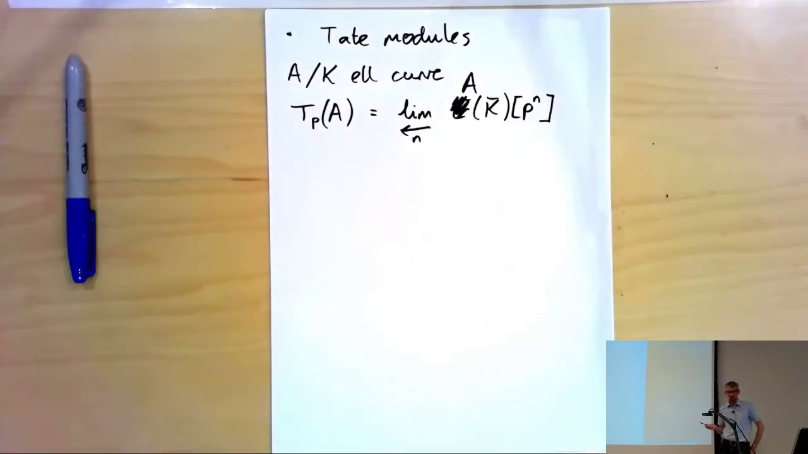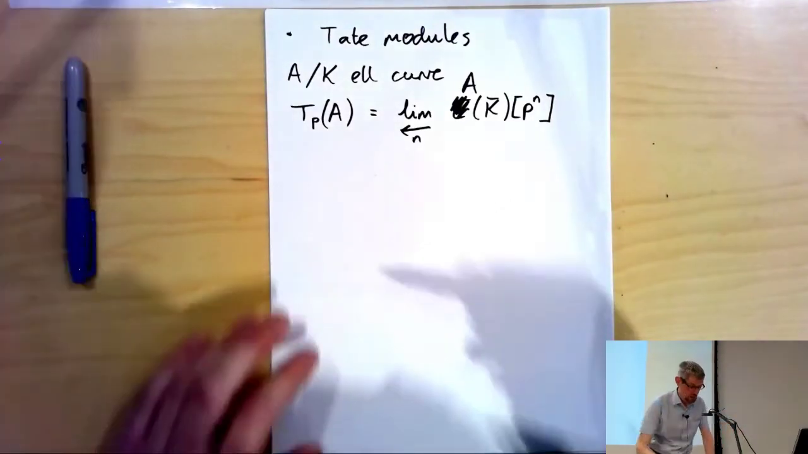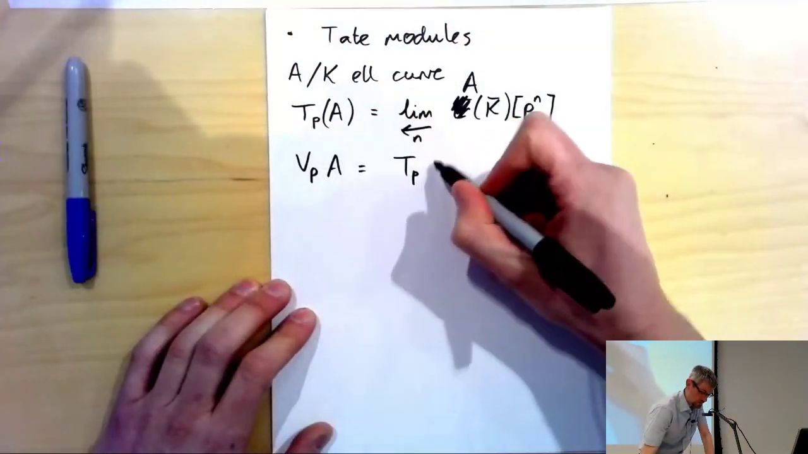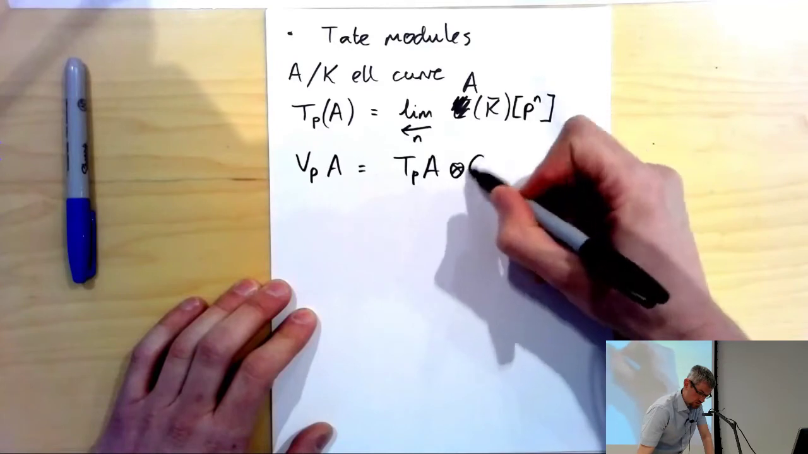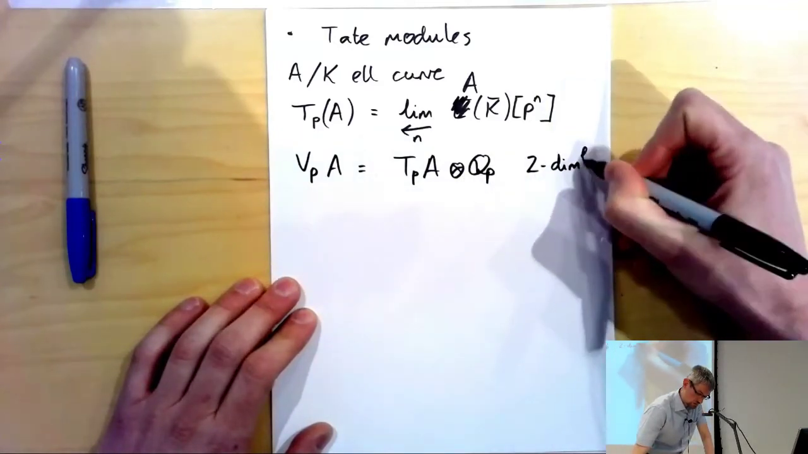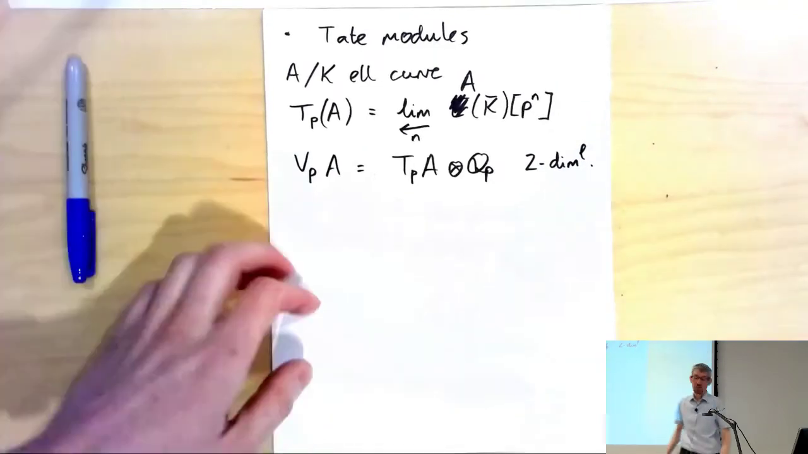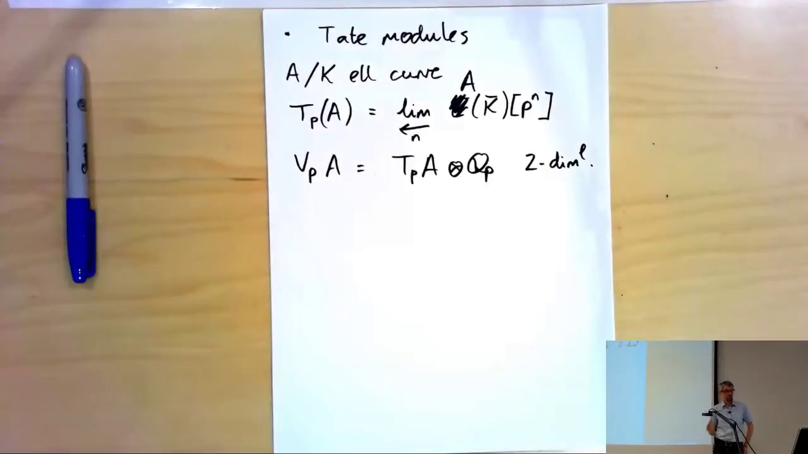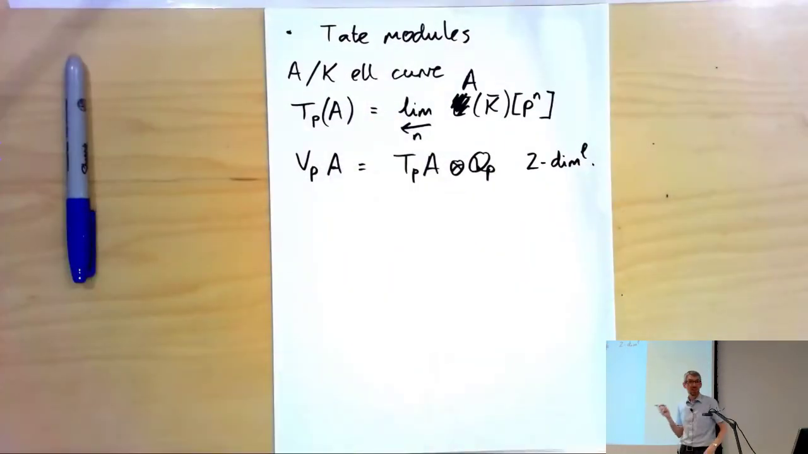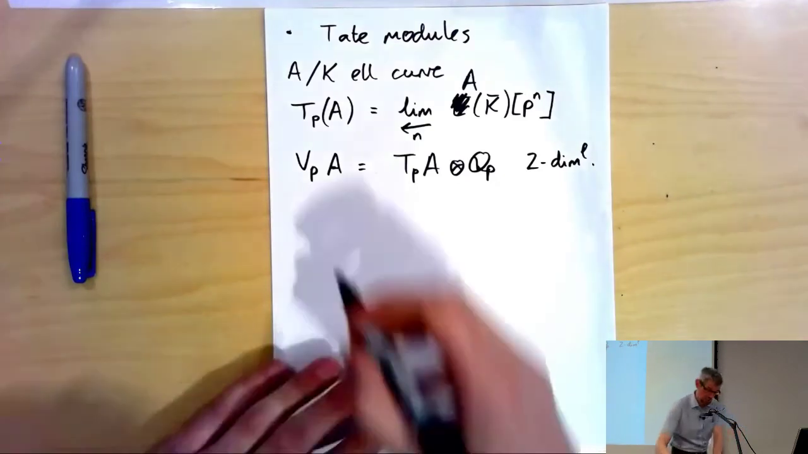So from basic facts about elliptic curves, this is free of rank 2 over Z_p, and hence V_p A is a two-dimensional Q_p vector space with a continuous action of G_K. And in fact, it's unramified away from p and the bad primes for the curve A.